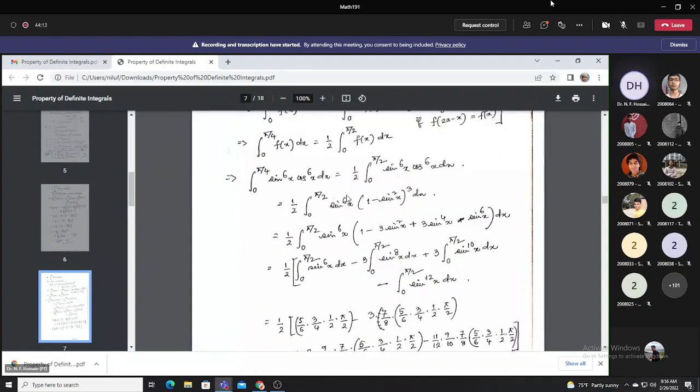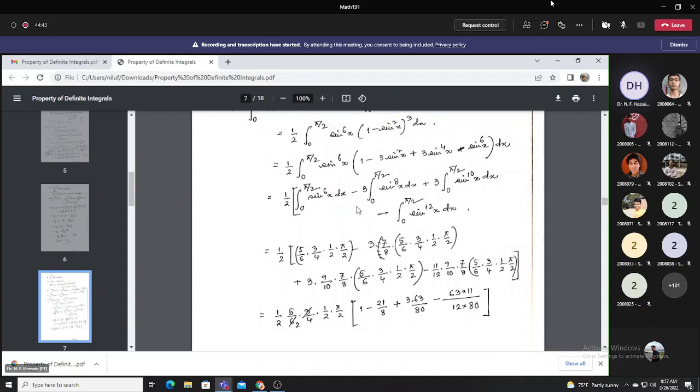Now, the integral from 0 to pi by 4 will be equal to half of the integral from 0 to pi by 2. Now we write any one of these two. Suppose we write this cos to the power 6 x as cos square x whole cube. So in place of cos square x, you write 1 minus sine square x. Again, this is (a minus b) whole cube. Use the formula for (a minus b) whole cube, and these are the integrals coming for you.